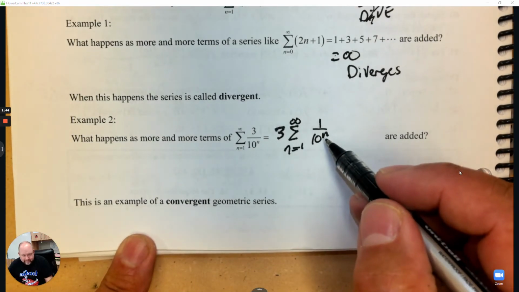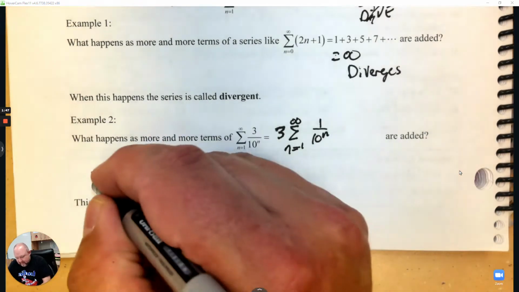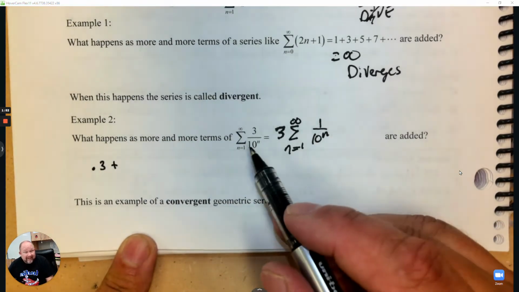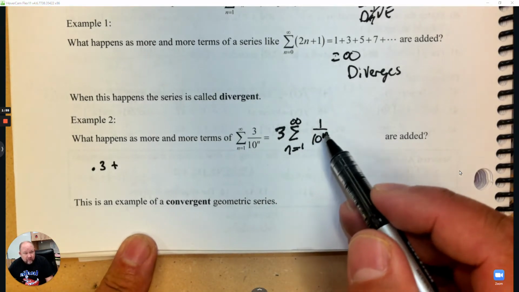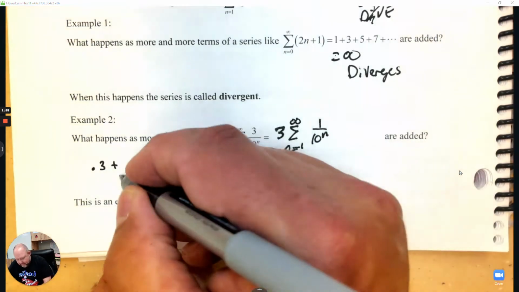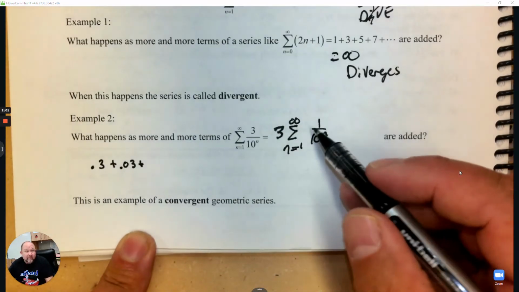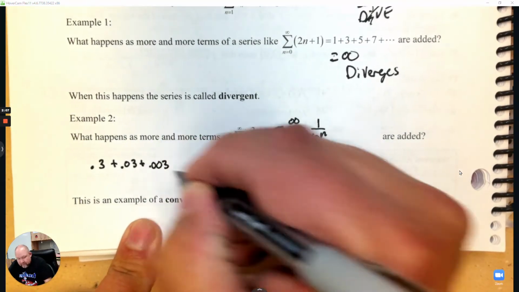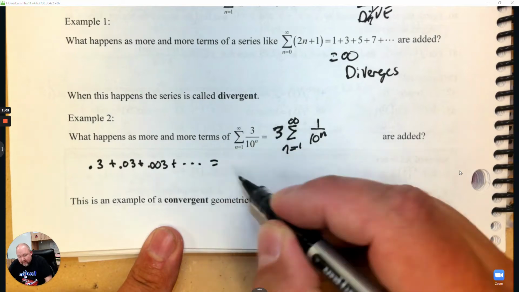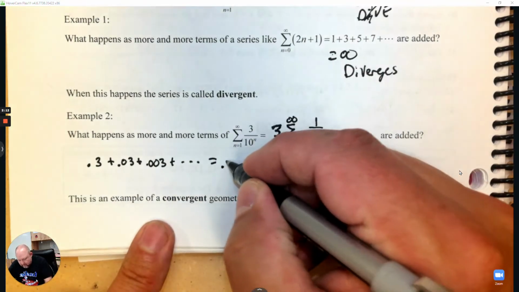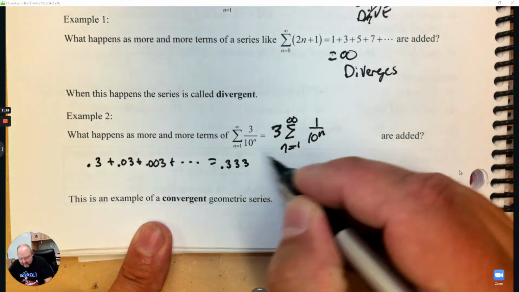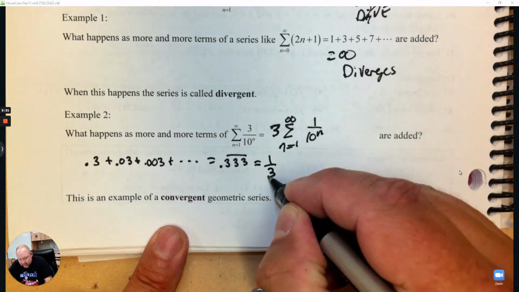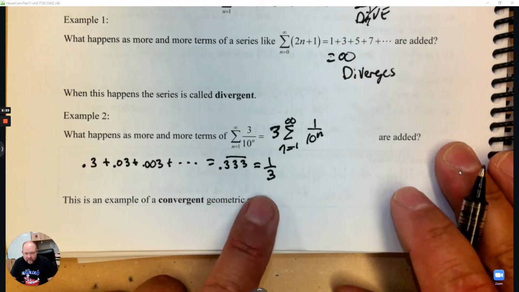If I plug in 1, it's 3 over 10. And another way to write 3 over 10 is 0.3. If I plug in 2, it's now 10 squared, which is 100. So 3 over 100, another way to write that is 0.03. If I plug in 3, 10 to the 3 is 1,000, and 3 over 1,000 is 0.003. And I hope you see a pattern as I'm going here. If I add these together, you would get 0.3 and a 3 and a 3 and a 3, that repeating. And 0.3 repeating means it converges to an answer, and the answer that it converges to is 1/3.